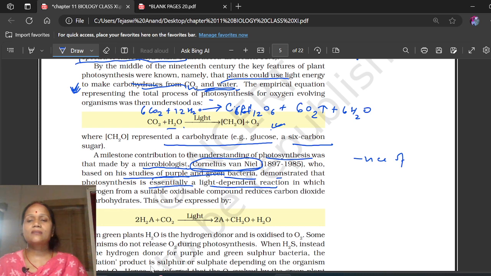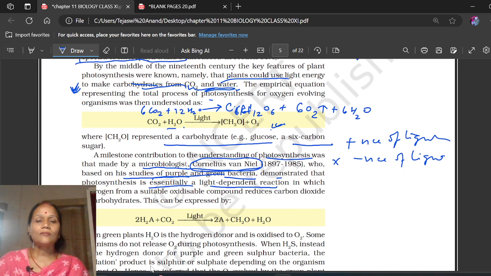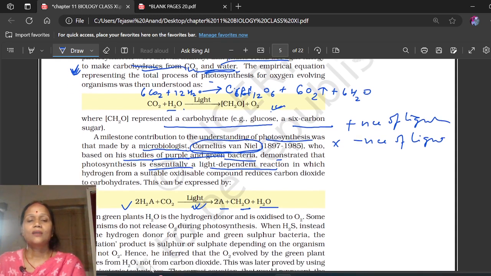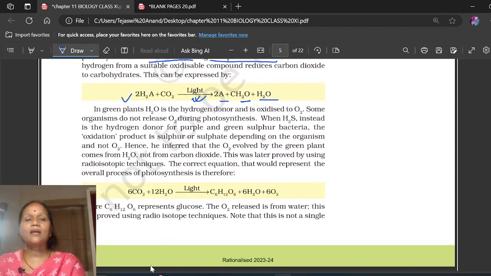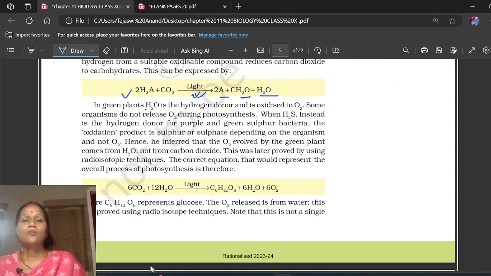It always needs the presence of light. You have to understand, like 2H2A plus CO2, when light must be here, and 2A plus CH2O plus H2O. In green plants, H2O is the हाइड्रोजन डोनर. वाटर जो है ये क्या है, हाइड्रोजन डोनर है, और ये ऑक्सीडाइज हो जाता है ऑक्सीजन में.